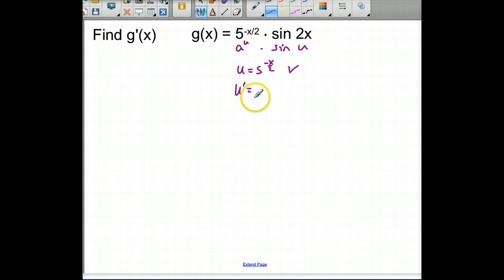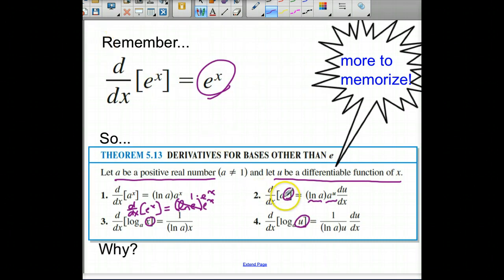The new rule we just learned is it's the natural log of 5 times a to the u, and then times the derivative of that negative x over 2, which is negative 1/2. So going back to look at that rule, it's this one right here. It's the natural log of the base times the base to the u, so that original function, and then times the derivative of that u.